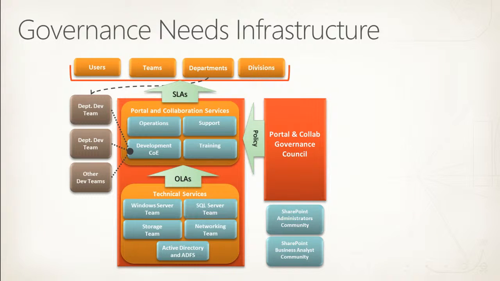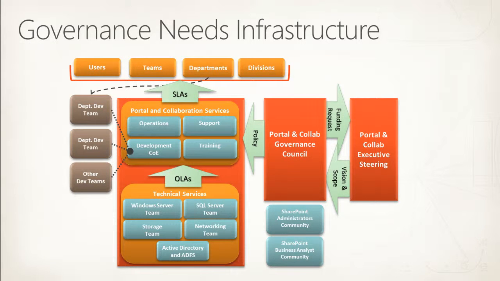As always, you have to have some sort of council that looks over the umbrella of services and proposes and establishes various policies. You also need to have, if you don't have that yet, some sort of community for SharePoint administrators, perhaps, as well as for business analysts, to be in a feedback loop with all the other groups. And you need to have money. So here, the Executive Steering Committee helps acquire funding and controls what kind of vision and scope comes from it, and what kind of return on investment a company ultimately gets out of it.